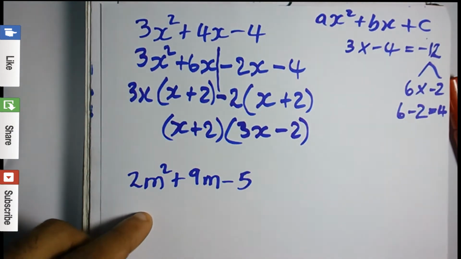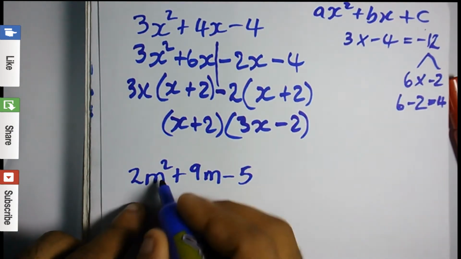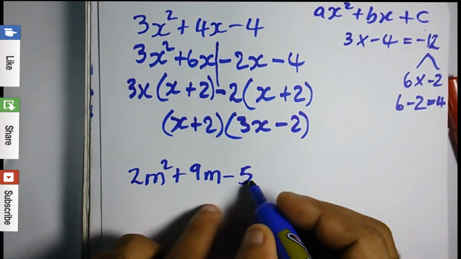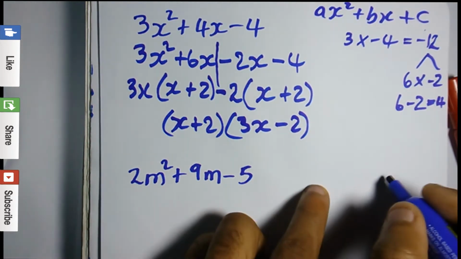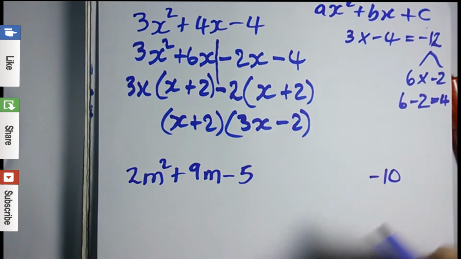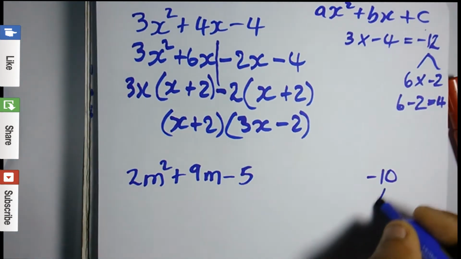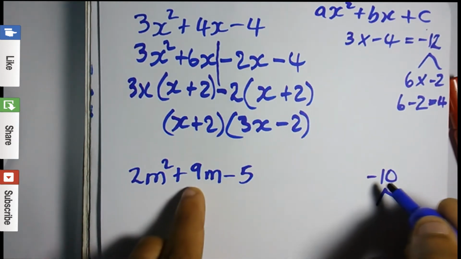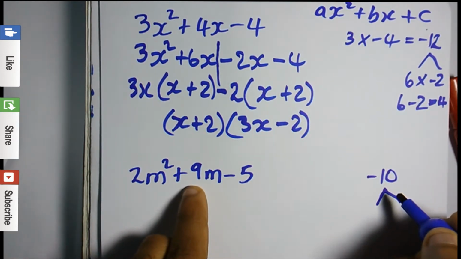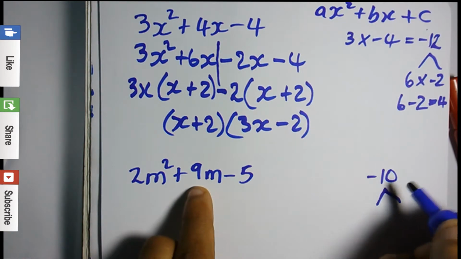Now, I'm going to look at another question. This one is 2m squared plus 9m minus 5. So AC method, which is 2 times minus 5. 2 times minus 5 is negative 10. We're going to find two factors for this negative 10. When I multiply them, I should get negative 10, but when I add those two factors together, I should get positive 9.